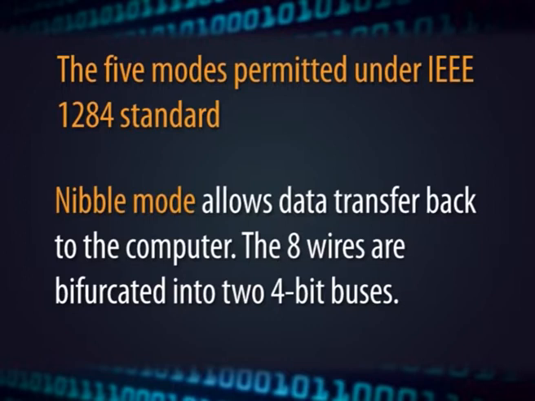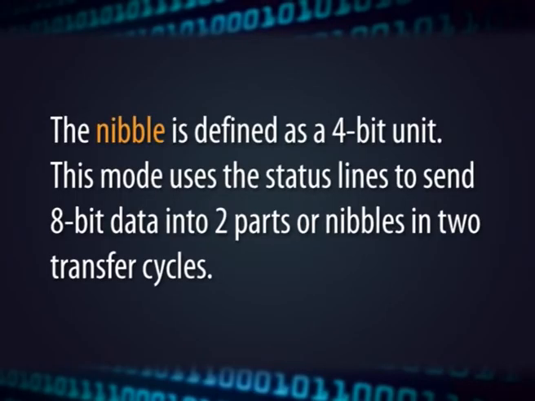The 8 wires are bifurcated into two 4-bit buses. One bus takes data from the computer to the printer or device, and the other bus takes data in the reverse direction. The nibble is defined as a 4-bit unit. This mode uses the status lines to send 8-bit data in 2 parts, or nibbles, in 2 transfer cycles.